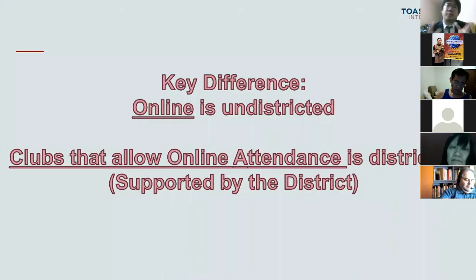Now, the key difference between online and online attendance is that online is undistricted, meaning that they do not have a district to take care of them. But like us, we have a district, we have an area director, division director, we have contests. So online has its own speech contest. Online attendance has all the necessary ingredients that you're having right now: the International, Humorous, Table Topics, whatever your district is doing, you have that. Everyone clear so far? You can give me a thumbs up. I think this is like a background tutorial.